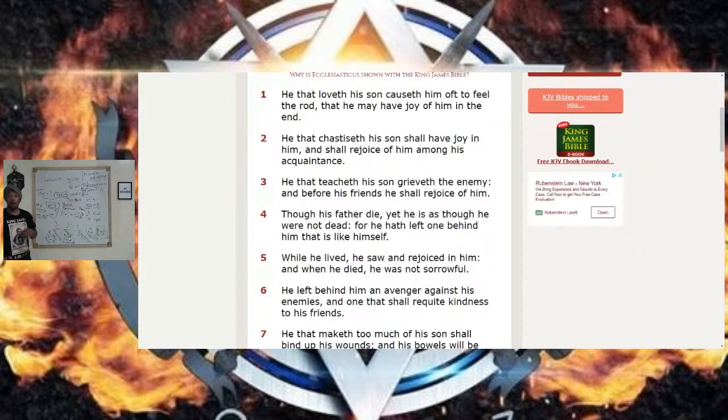According to the Bible, in America, we were sold to our enemies in Deuteronomy. That's what Moses said. We were sold to our enemies. Now the Bible says, He that teacheth his son, if a black or Latino man teaches his son, grieveth the enemy. You make your slave master upset. He doesn't want you teaching your son. He wants you out of the house. He wants your mother to teach the son, so the sons can all be gangbangers.